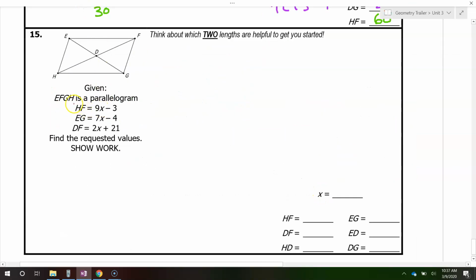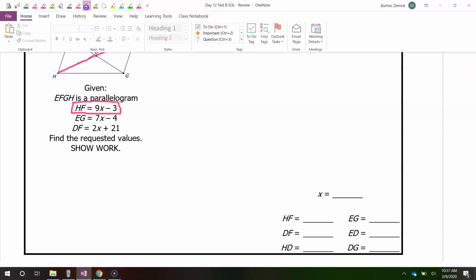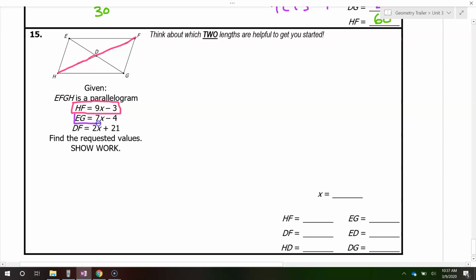All right, problem number 15. Let us be very careful. So HF is right here. It might be a little bit hard to see because some of these are going to be overlapping, but just remember that HF is the entire line that I just drew in red. Okay, now let's do EG. I'll do this in purple. So EG, shown here in purple, EG is this entire line.